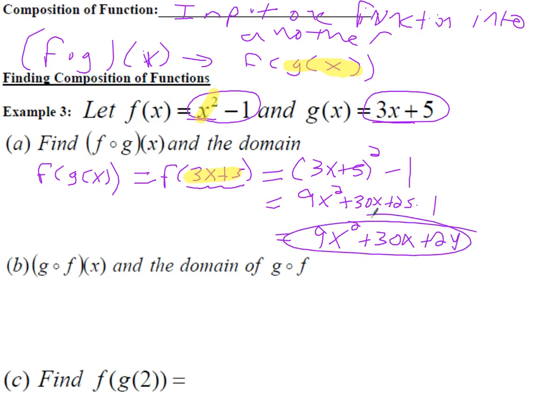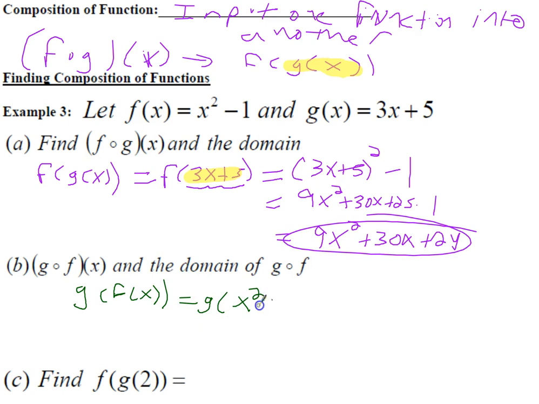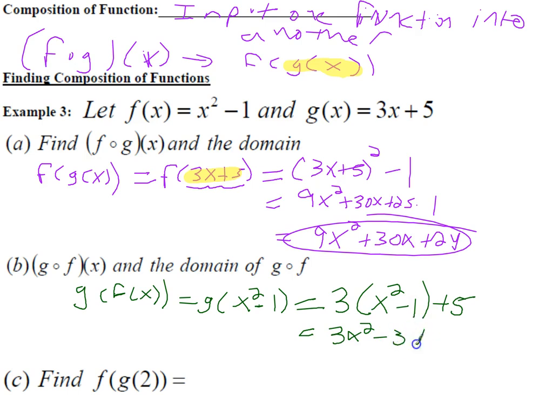And now we're going to switch it around. And we are going to do, for this next example, g of f of x. So in this case, we're going to take f of x, which is the function x squared minus 1, and we are going to plug it in to g. So we'll do 3 times (x squared minus 1) plus 5, which will be 3x squared minus 3 plus 5, which is going to be 3x squared plus 2.